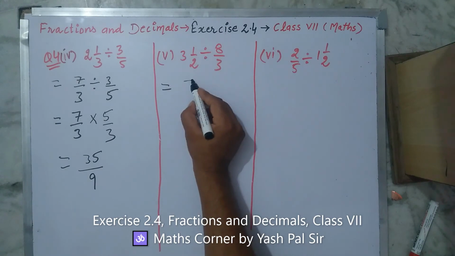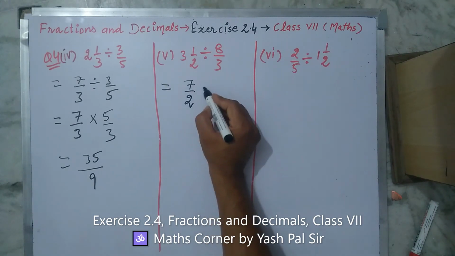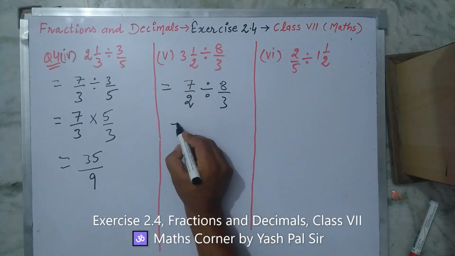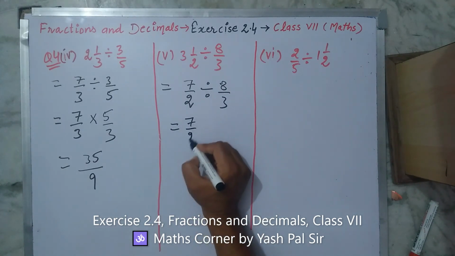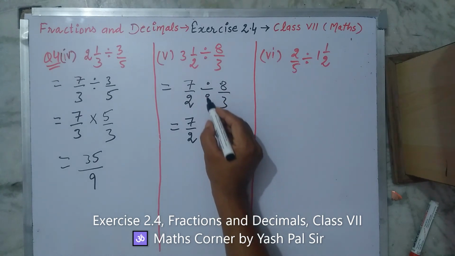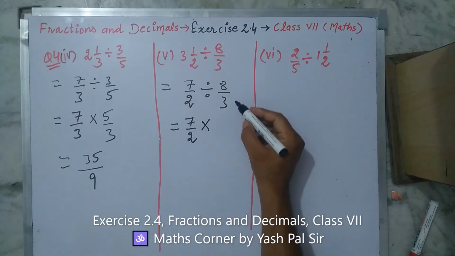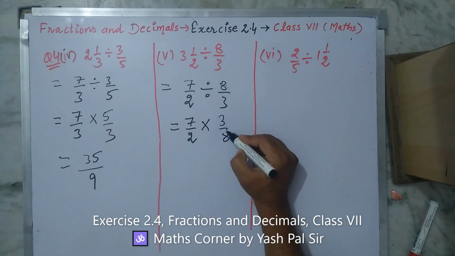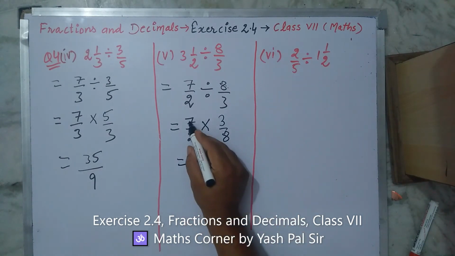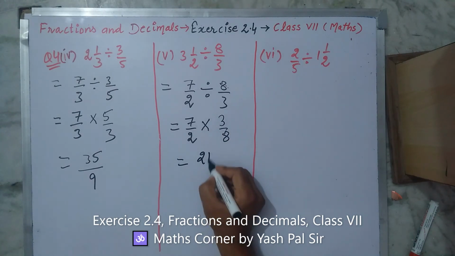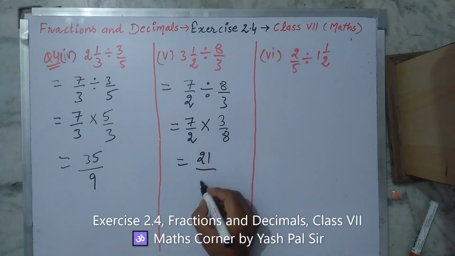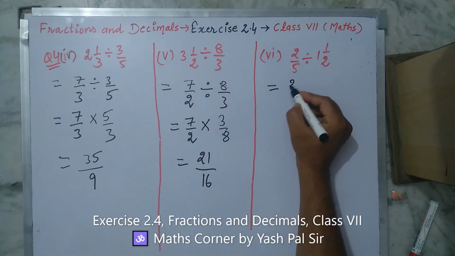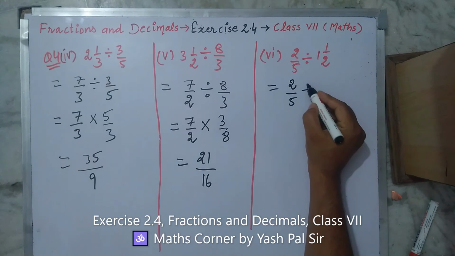Fifth part, 3 and 1 by 2 means 3 2s are 6. 6 plus 1, 7 upon 2 divided by 8 upon 3. Next, 7 upon 2, convert this division into multiplication. Reciprocal of 8 upon 3, 3 upon 8. So now 7 into 3, 21. 2 into 8, 16.